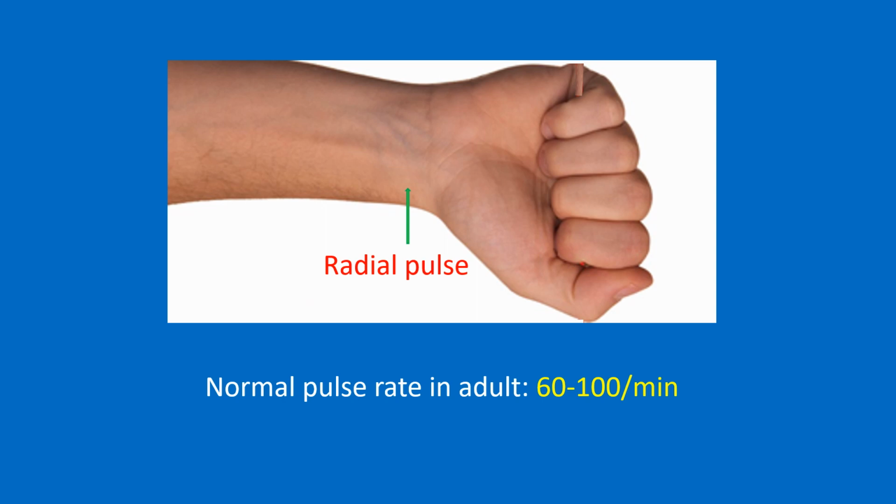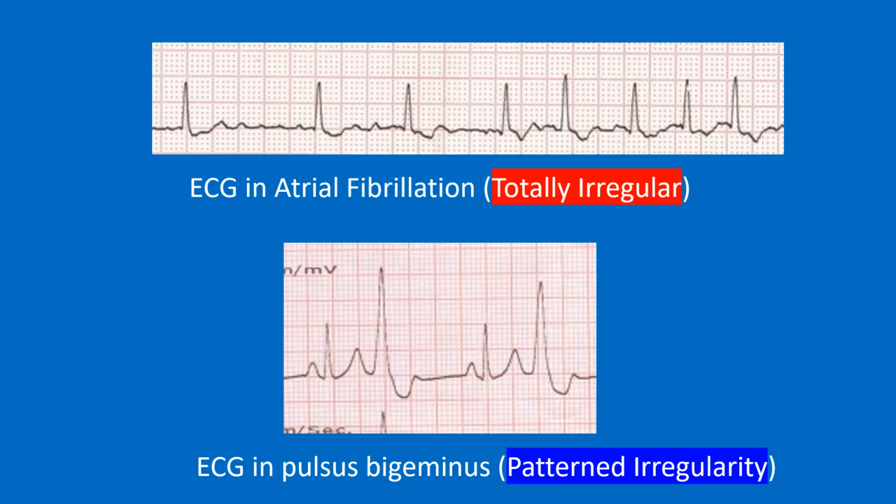1. The rate. Normal rate in an adult is between 60 to 100 beats per minute. It is higher in children. Younger the child, higher the pulse rate. 2. Rhythm. Regular and irregular rhythms are possible.